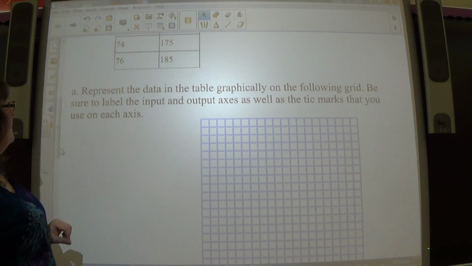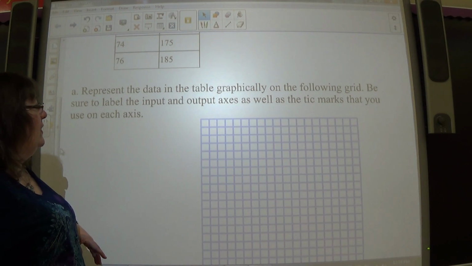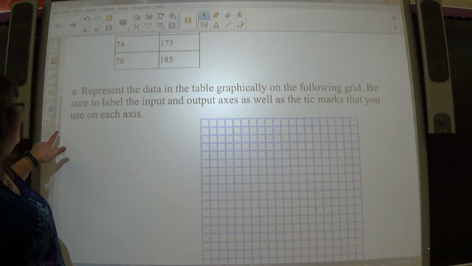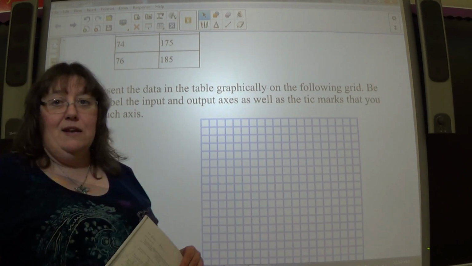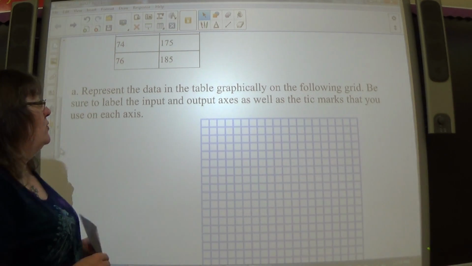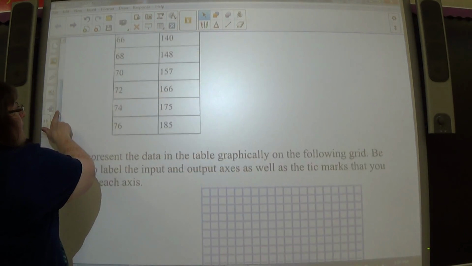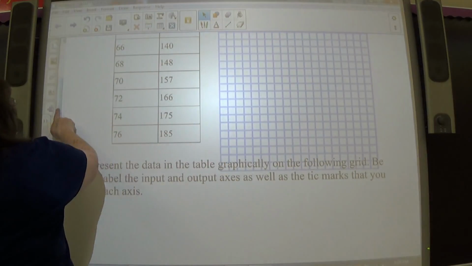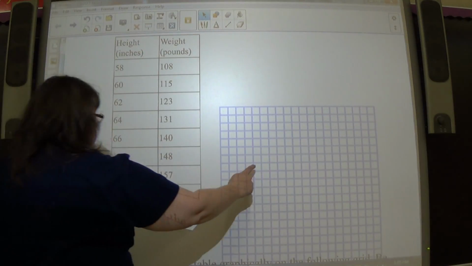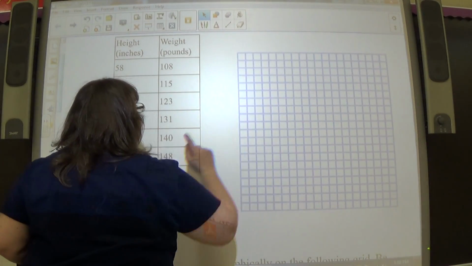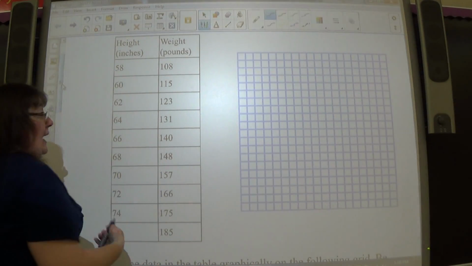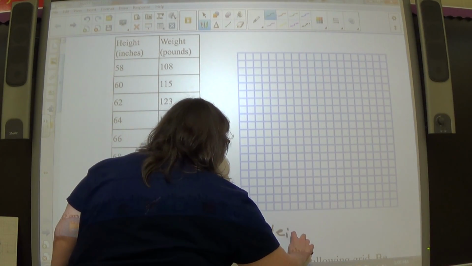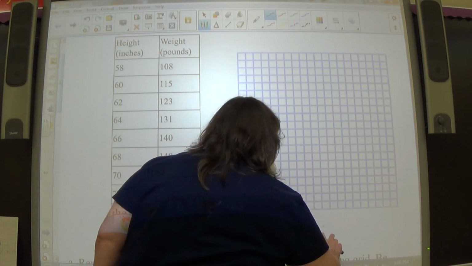So, part A says represent the data on the table graphically on the following grid. Be sure to label the input and output axes as well as the tick marks that you use on each axis. This was worth 10 points, okay? So what I'm going to do, because I'm on the board here, I'm going to take my grid and move it up so that I can see my points a little bit better, okay? So I have to label my axes. My independent is my height. And it's in inches.